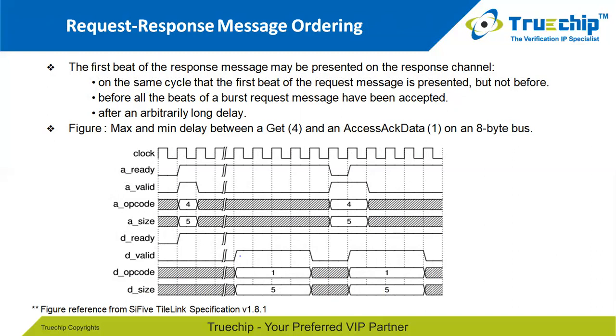So we can observe the first request message, that is the Get message sent from channel A, has received the AccessAckData response from the D channel after an arbitrary delay. And the second request message from channel A has received the response message on the same clock as per rule 1.